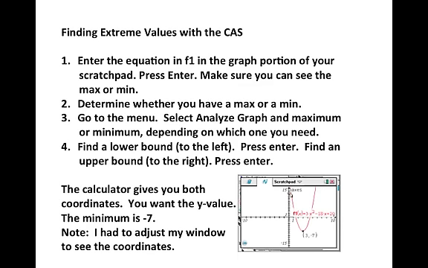Okay, so I had to adjust my window to see the coordinates. Notice that it's no longer -7.something to 7.something, but -15 to 15. So I just went to Window, where you can adjust the window, and I manually went in and changed the y minimum to -15 and the y maximum to 15.